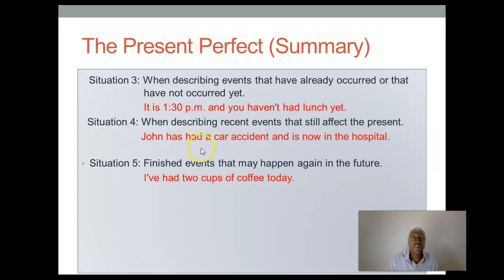And finally, you can use the present perfect tense to talk about finished events that may happen again in the future. Finished events, it means recently finished events, but that may happen again in the future. I've had 2 cups of coffee today. So today is still young. It's still possible for you to drink more coffee during the day. So you use the present perfect tense here. That's it. In a nutshell, this is the present perfect tense.